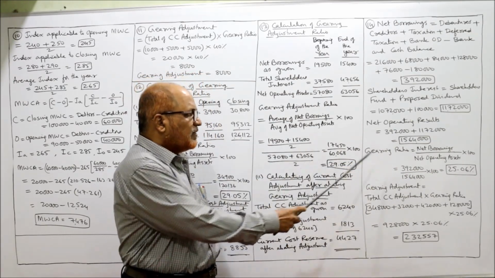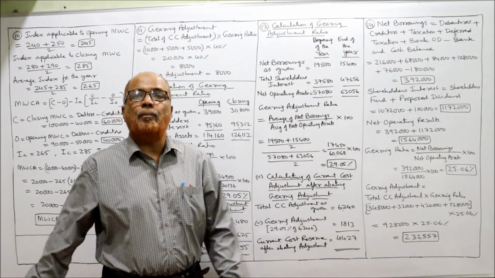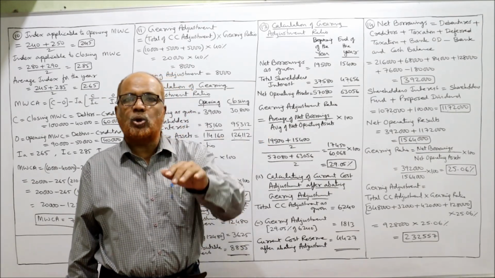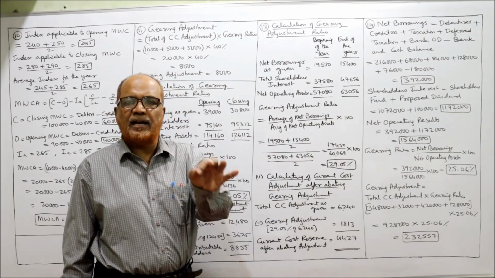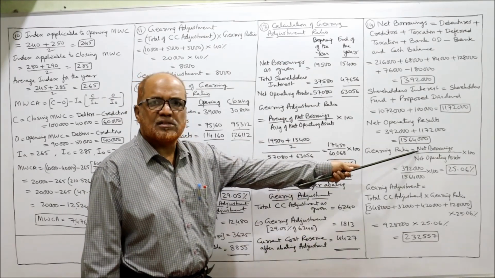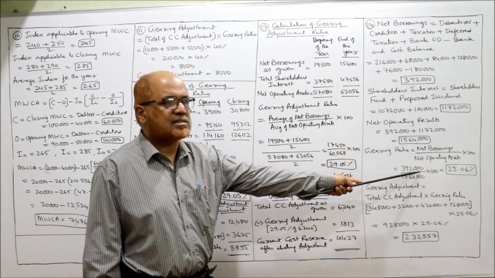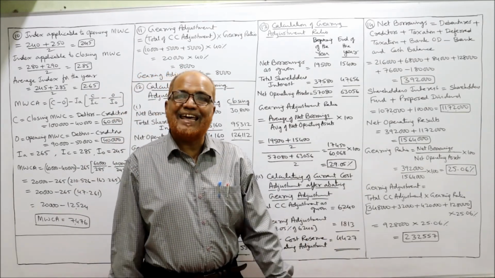What is the difference between the previous problem and this problem? In the previous problem we took the average of net borrowings, because opening and closing were given. Here opening and closing are not given, only the current year's net borrowings are given. So we have taken the current year's net borrowings and current year's net operating assets into 100. 25.06 is the gearing ratio.